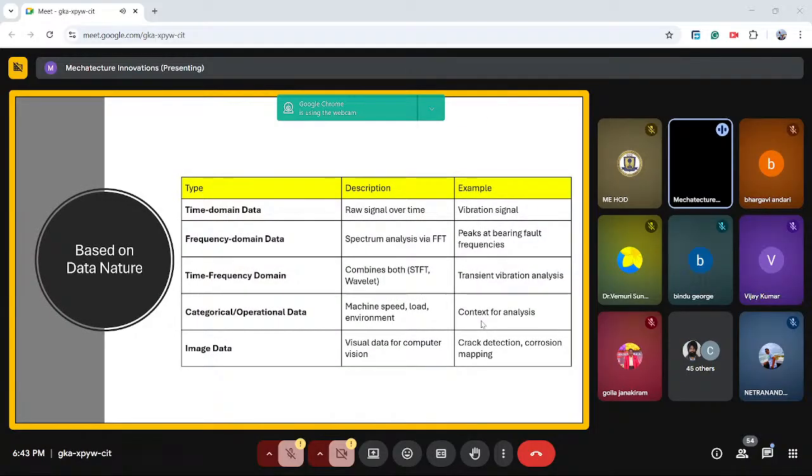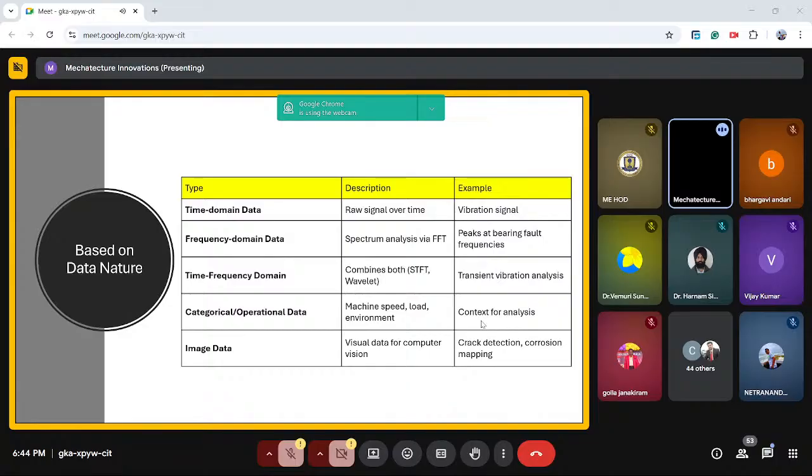The AI collects the data based on time domain, or frequency domain, or time and frequency domain, or operational data, or image data. The time domain data is the common data format for vibration, because vibration signals in practical life come as time domain only. Okay, so the raw data is in time domain. We can easily identify them.